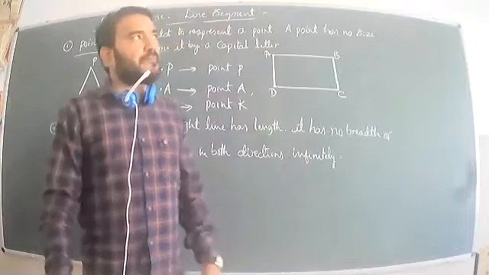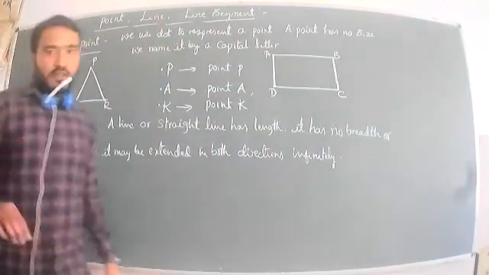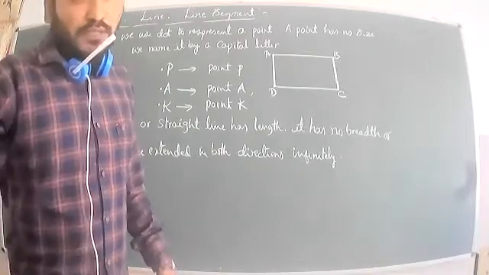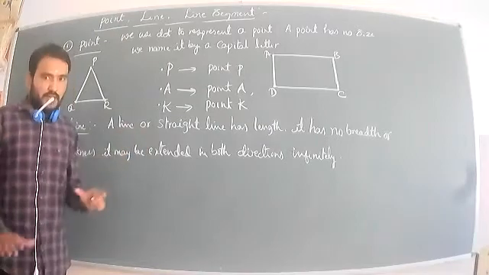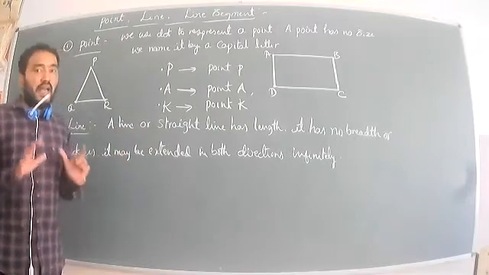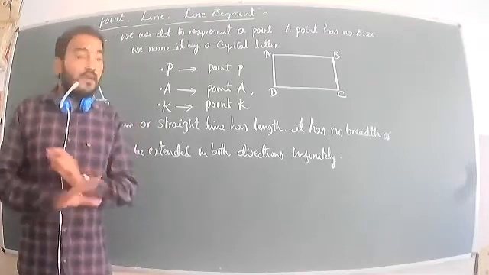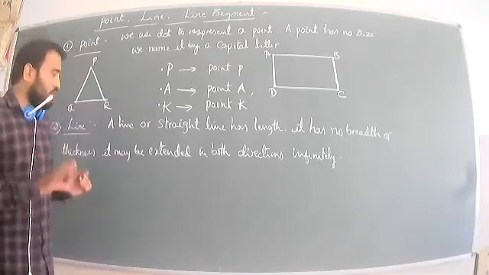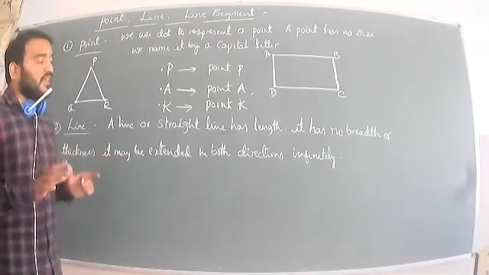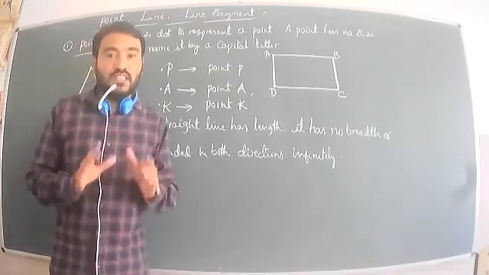Now I will go to the line. Line and line segment are very important. A line, or straight line, has length only. It has only length, but no breadth and no thickness. It may be extended in both directions. It is a straight line.